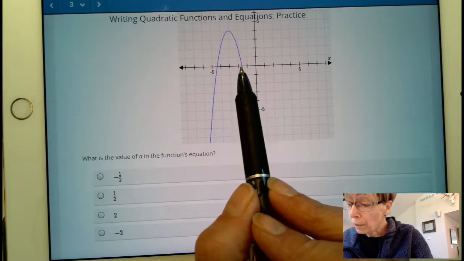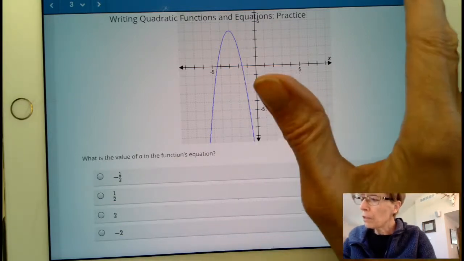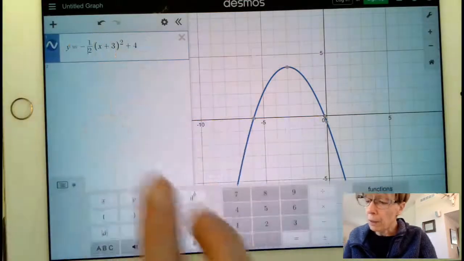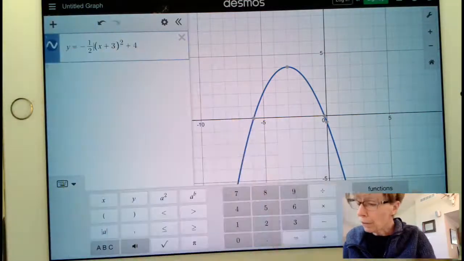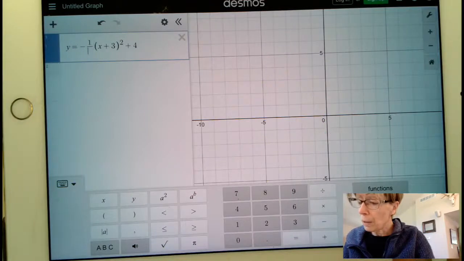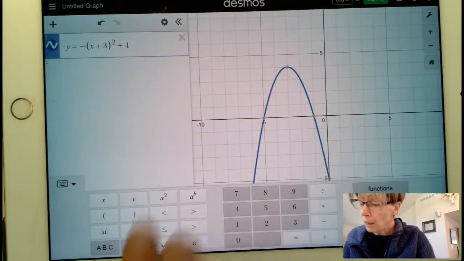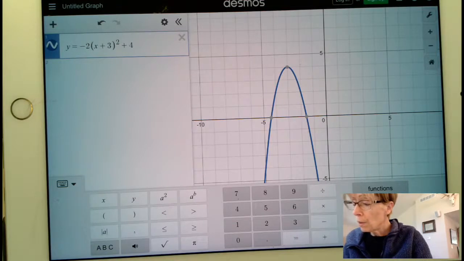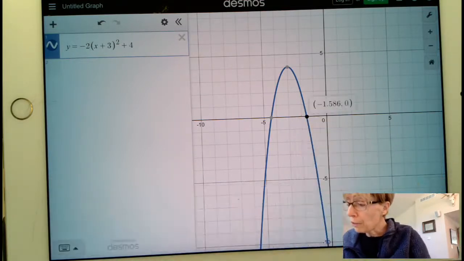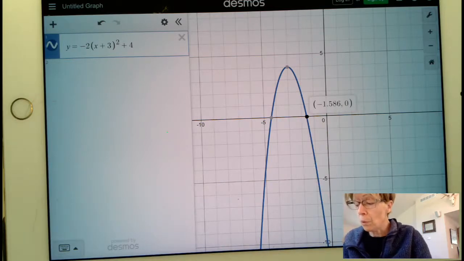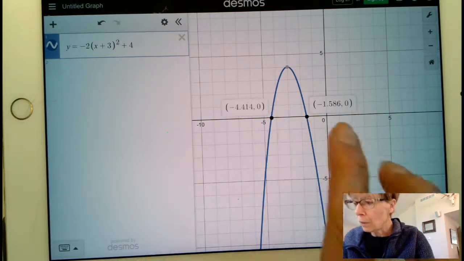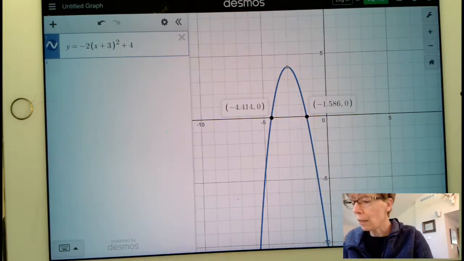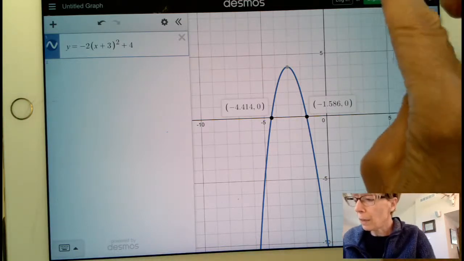So let's go and try our other value here. I'm going to keep everything except for that. Let's see what I can get rid of. And let's type in -2. And this is the one. If you notice, this intercept there is a little bit less than -1, and then a little bit more than -4, however you want to look at it. When we compare, that is the one that I think it is.